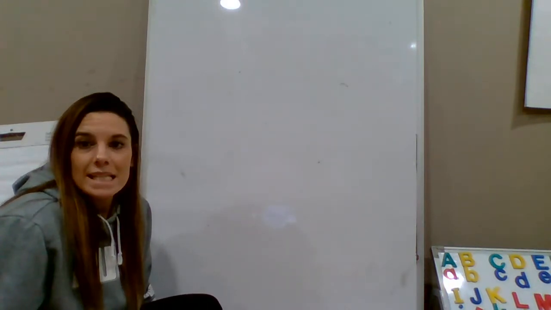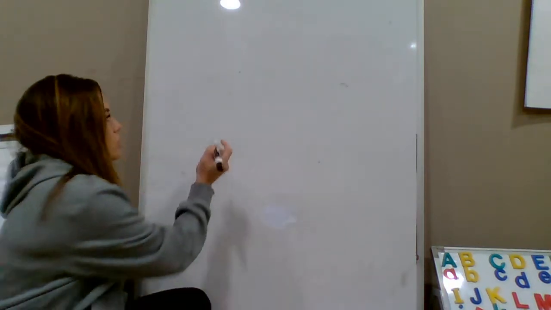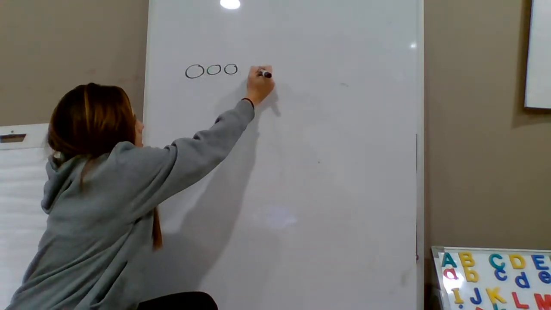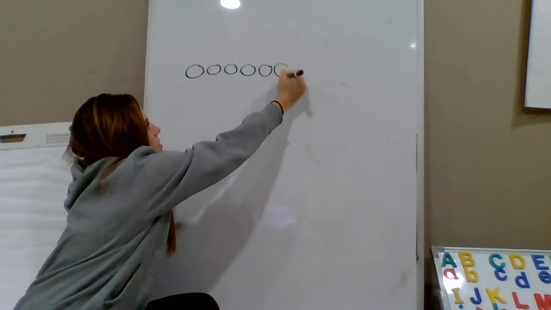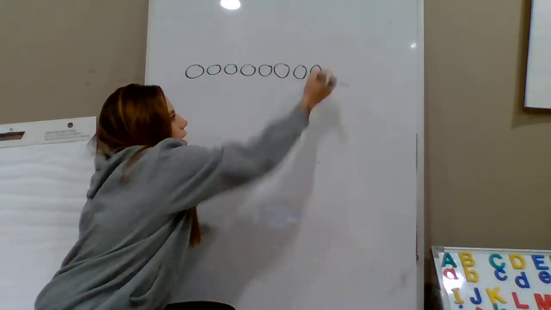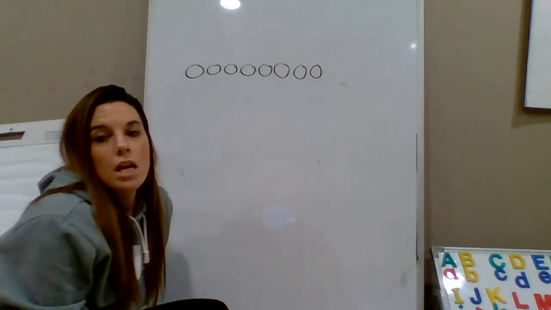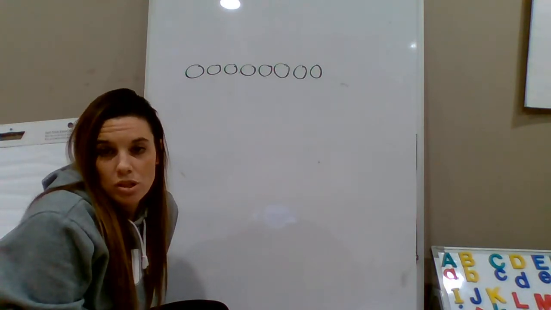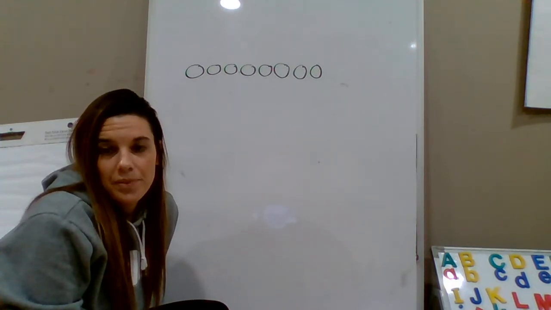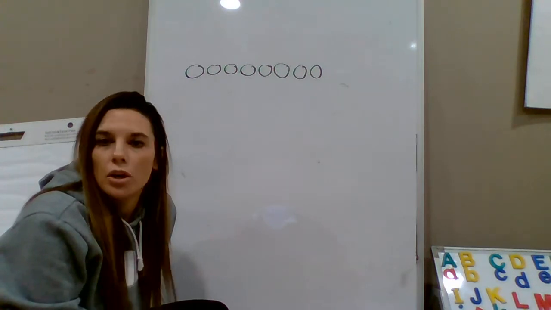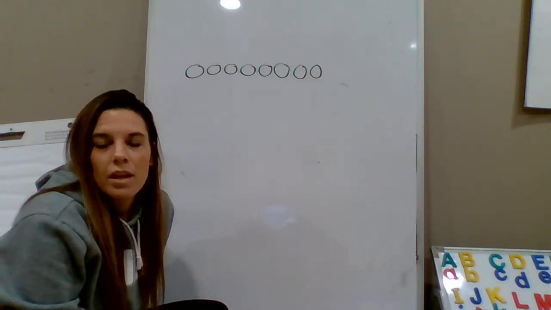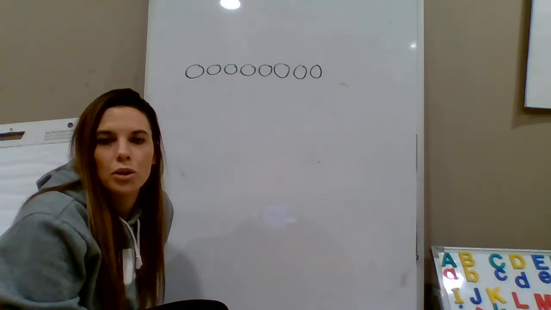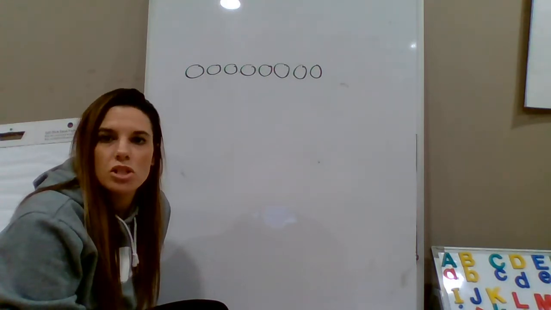So I have 8 apples. I'm going to draw 8 magic circles. 1, 2, 3, 4, 5, 6, 7, 8. Okay. 5 of my apples are red. The rest of them are green. If I have 5 red apples, how many are green? So we need to solve this problem.